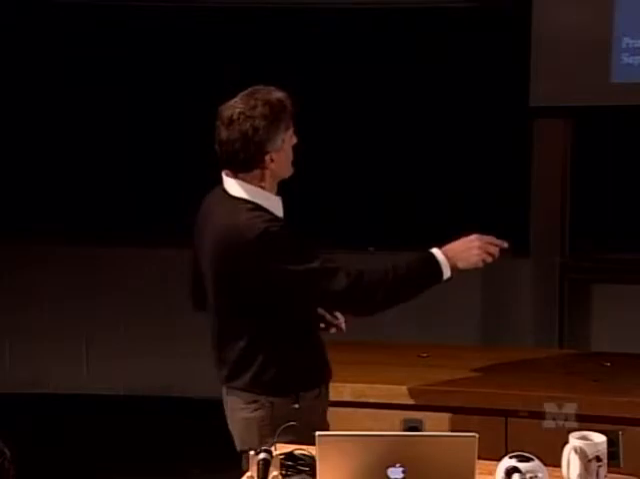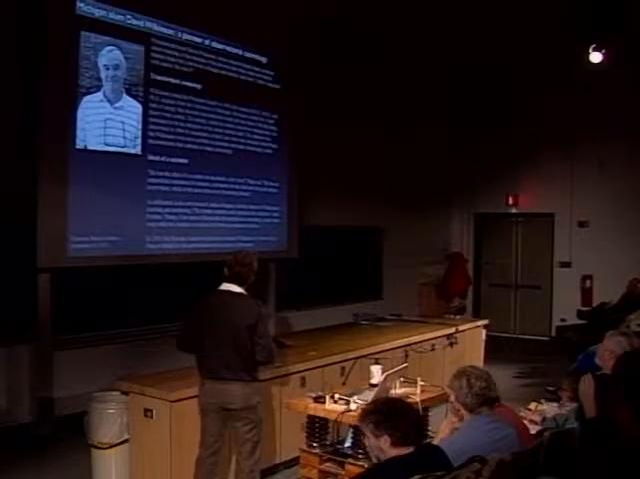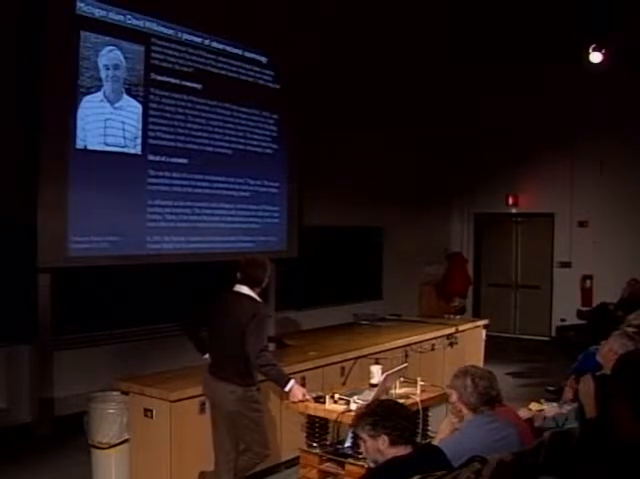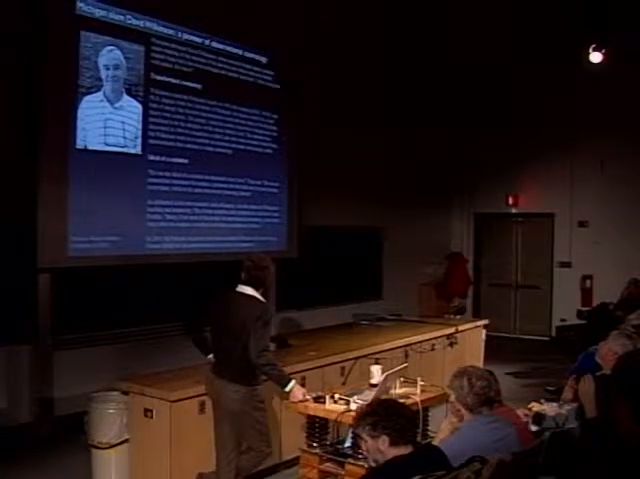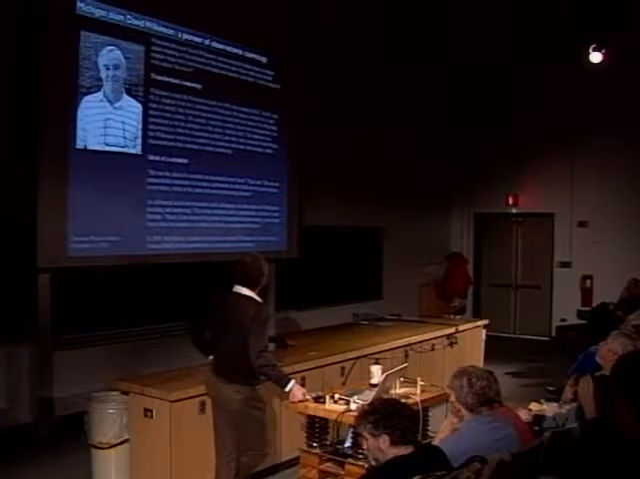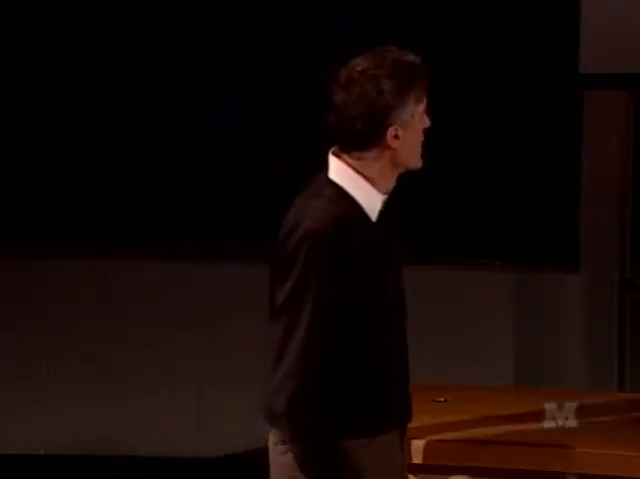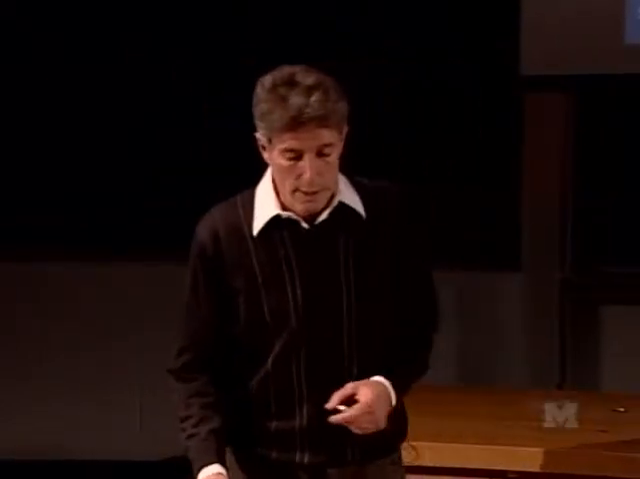Let me just read a little bit down here. According to Lyman Page, who's a very eminent researcher doing this kind of work, and also a colleague at Princeton University, David was the ideal of a scientist on absolutely every level. He was an unparalleled statesman for science, a promoter for the field and for good science everywhere, while at the same time never promoting himself. And that, I think, is what we should all aspire to. All scientists should really be out there working for the good of the field and not for your own good. In 2001, he was awarded the National Academy of Sciences James Craig Watson Medal for his contributions to the science of astronomy.